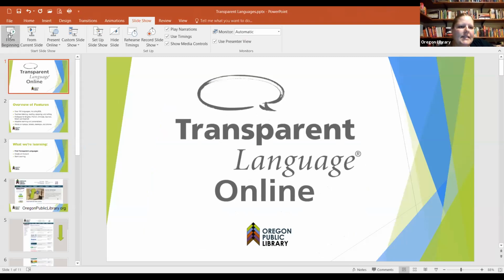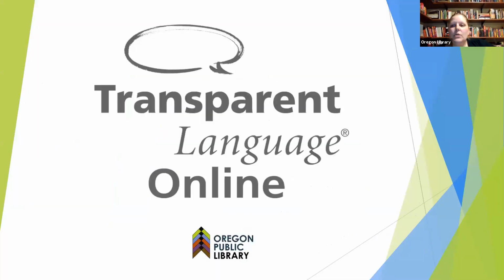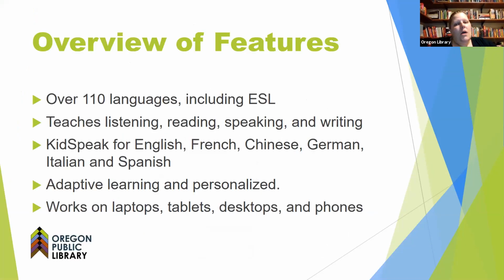So we're here today to talk about Transparent Language Online. This is a resource that the Oregon Public Library purchases for its users to use. So if you have an Oregon Public Library card, you can access Transparent Language Online. It is a language learning resource that has over 110 languages included.